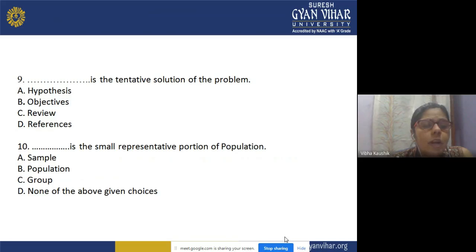Now the tenth one: dash is the small representative proportion of the population. Option A, sample, B, population, C, group, or D, none of the above. So the correct answer is sample.